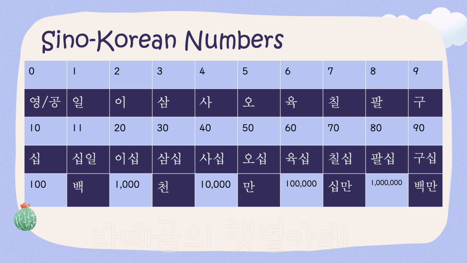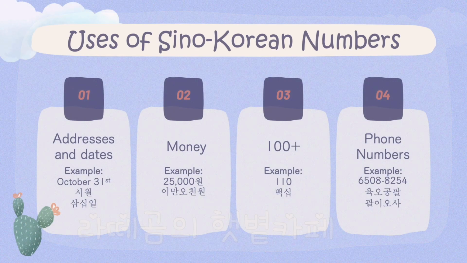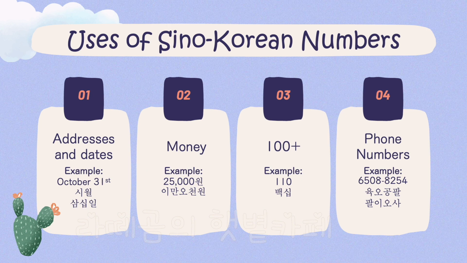And we're going to use the exact same formula. So 101 would be 백일, 200 would be 이백, 2000 would be 이천, and so on. So when exactly do we use these Sino-Korean numbers? They are used for addresses and dates, money, if you're discussing any amount over 100, and for phone numbers.